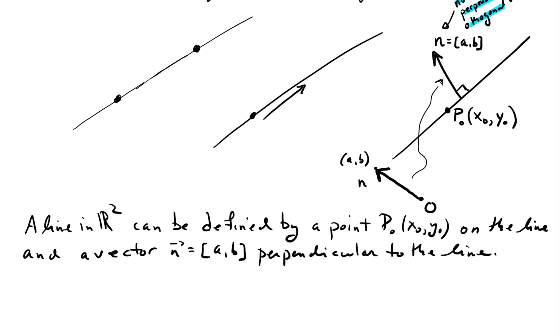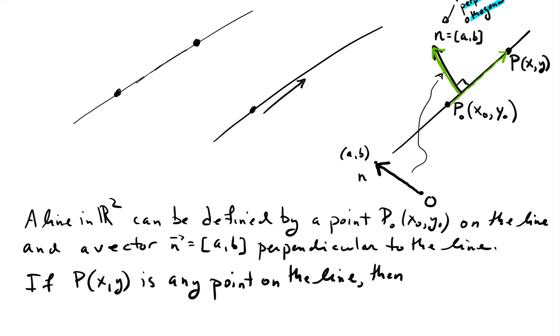Now what I want to characterize is any point P that's on the line, an arbitrary point P with, let's say, coordinates x, y. Now take a look at this. If I look at the vector going from P0 to P, that vector is going to be perpendicular to vector n. So that's a sentence I can translate into a mathematical equation.